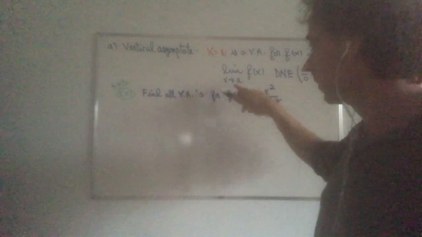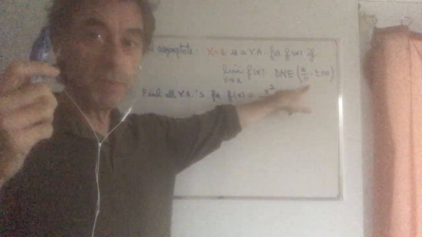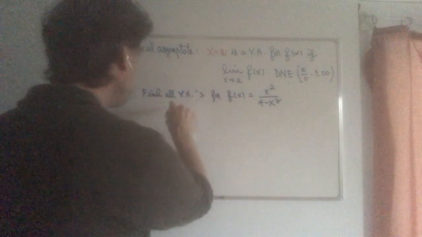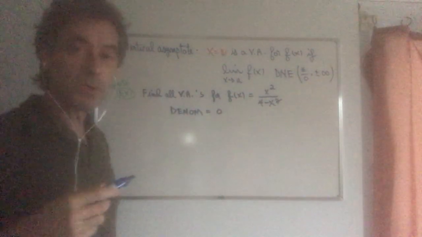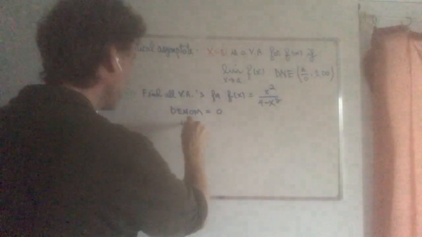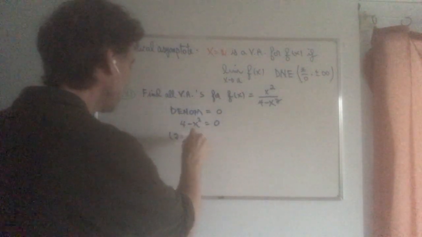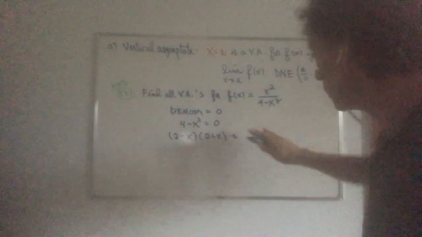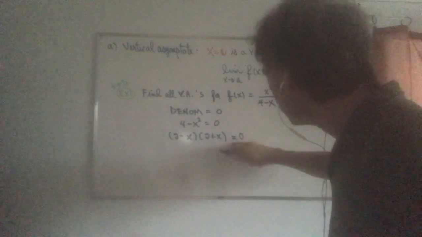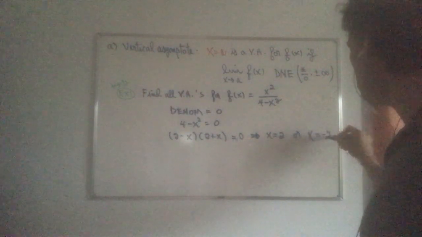So how do I get that number? It's sort of hidden in the function, but I know what to look for because the limit has to be DNE, which means that the denominator of the function has to be 0. Do I have a denominator? I do. So when you're looking for VAs, what you want to do first is make the denominator equal to 0. So 4 minus x squared is equal to 0. Difference of squares: 2 minus x, 2 plus x, equal to 0, which means x is equal to 2, or x is equal to minus 2.